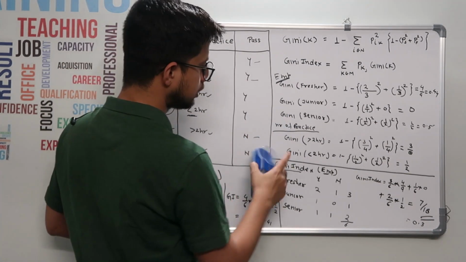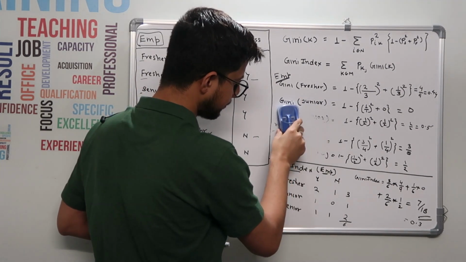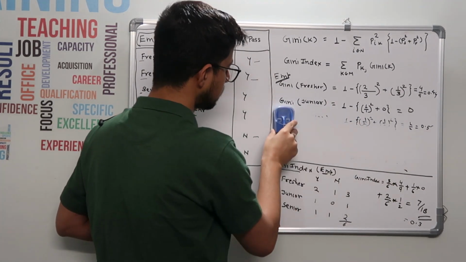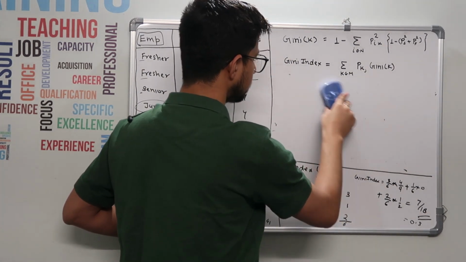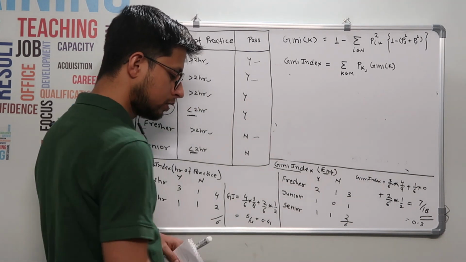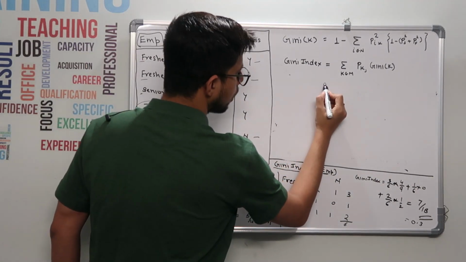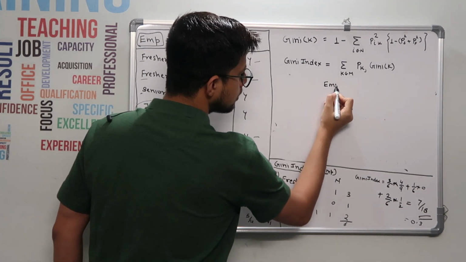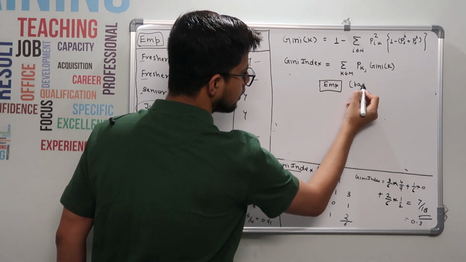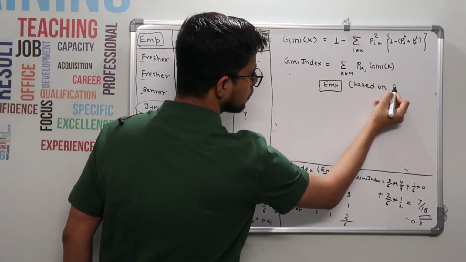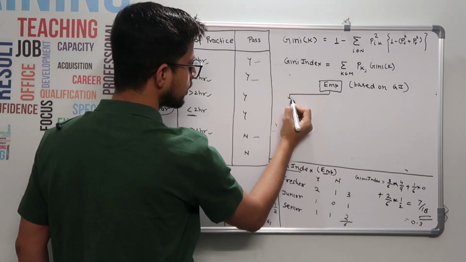Now you understood Gini, so I'm just going to rub this part, okay. And we'll draw the decision tree. So it will be employee, right? So employee is the parent node. So that we have decided based on Gini index value, correct? And it has 3 nodes.